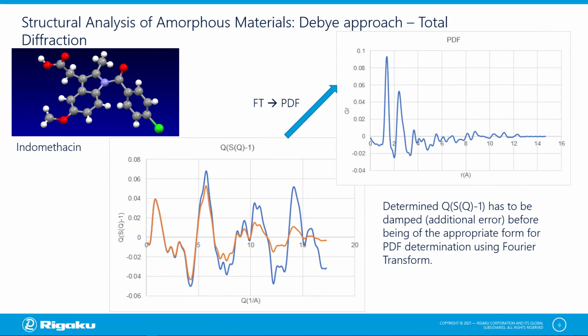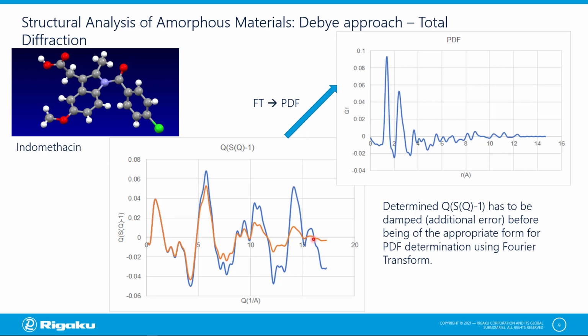To go from our QS of Q minus 1 to a pairwise distribution function, we have to pass through a Fourier transform. In order to do the Fourier transform, we have to ensure that the QS of Q minus 1 has the appropriate form in order to go through the Fourier transform without generating too many ripples or artifacts. To do that, we'll have to damp our QS of Q minus 1.